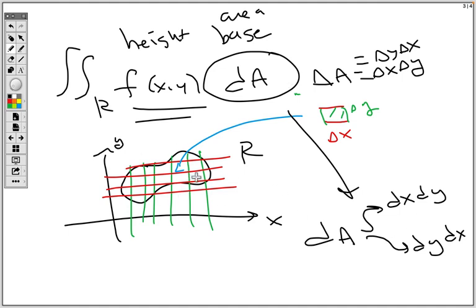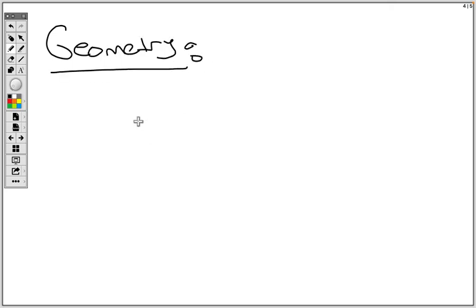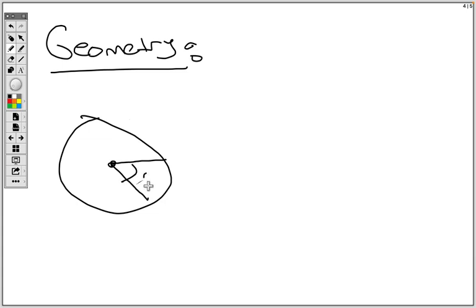So let's see how this changes if, instead of describing the region R in terms of rectangular coordinates, I represent the region R in terms of polar coordinates. So we need to go back and do some geometry here. Say we've got ourselves a circle of radius R. We're going to have an angle here, theta, and we'll say that theta is measured in radians.